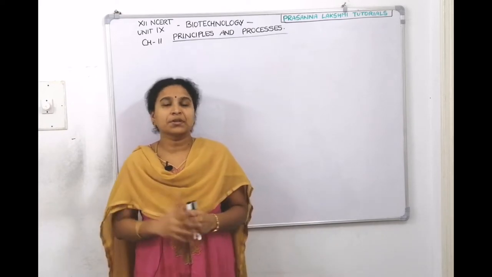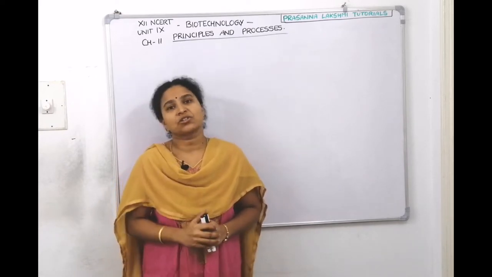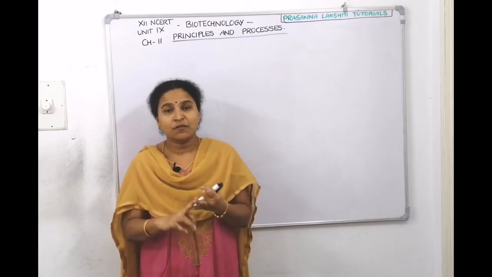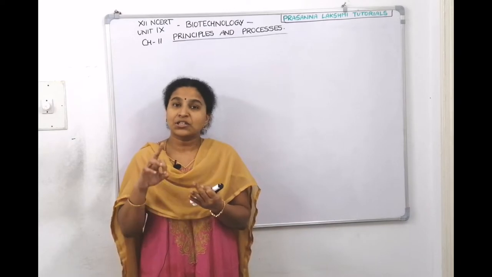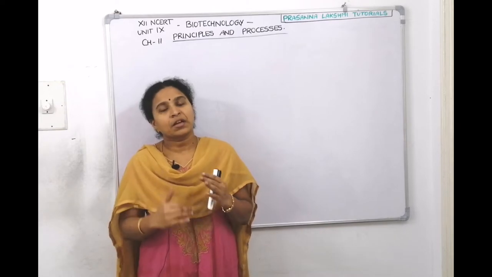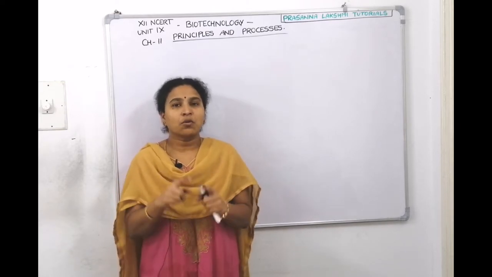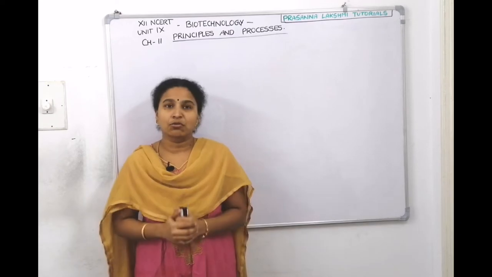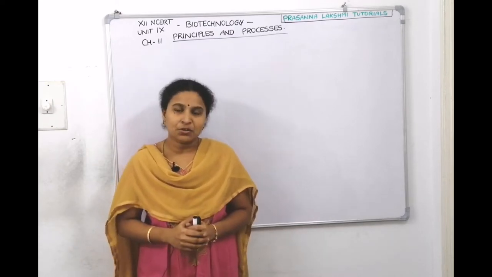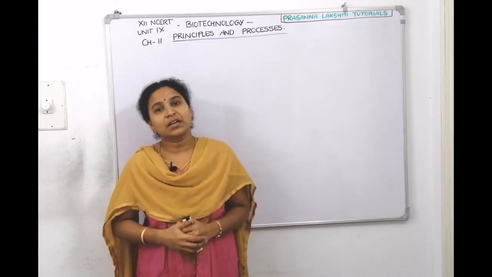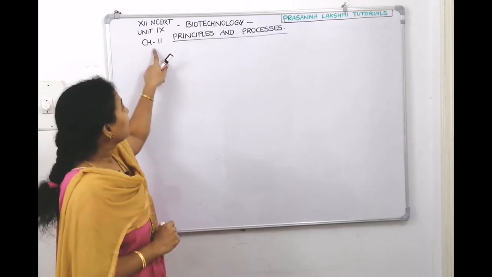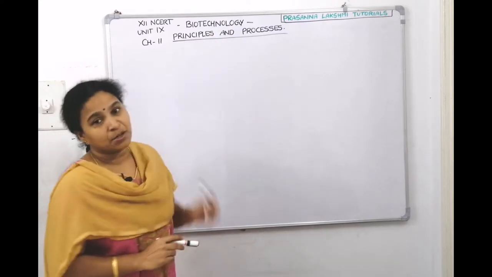Whereas coming to the next chapter, chapter 12, we'll talk about the applications of biotechnology in the medical field, applications of biotechnology in the agricultural field, applications of biotechnology in producing transgenic animals, and then ethical issues, like to which extent we can use biotechnology. So what are the areas where we have to control it so that nature is not spoiled? That comes under ethical issues. Understood? So these chapters we are going to do in unit number 9, which is completely related to biotechnology. So chapter 11 is biotechnology principles and processes.